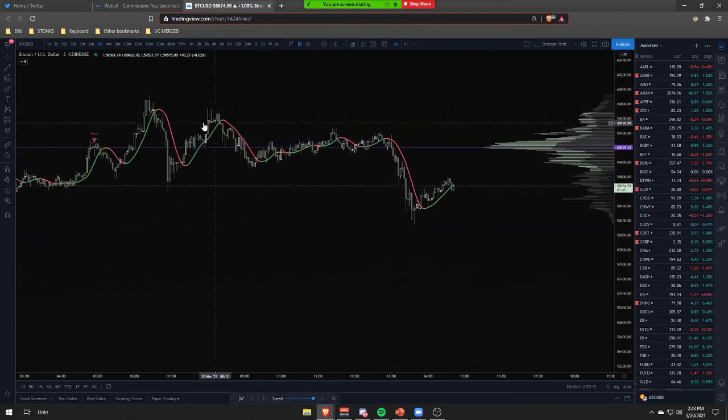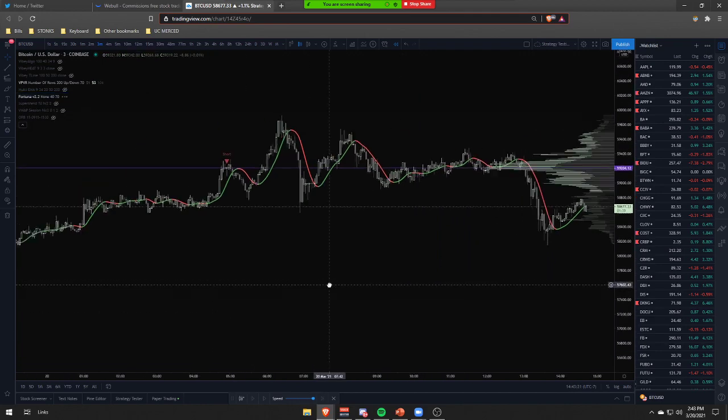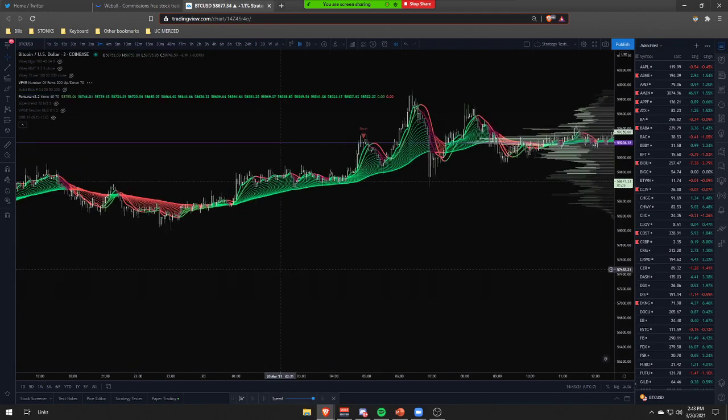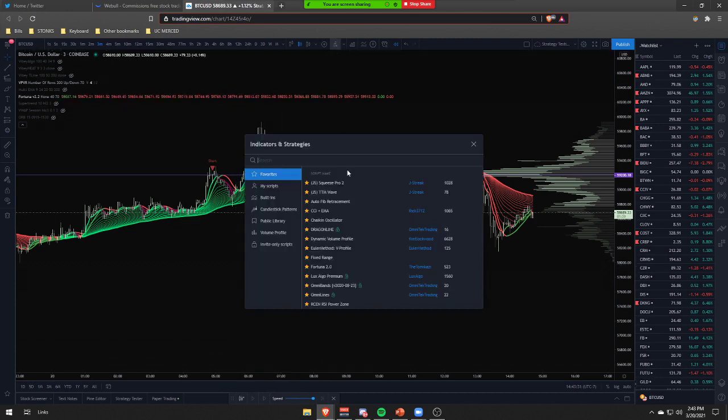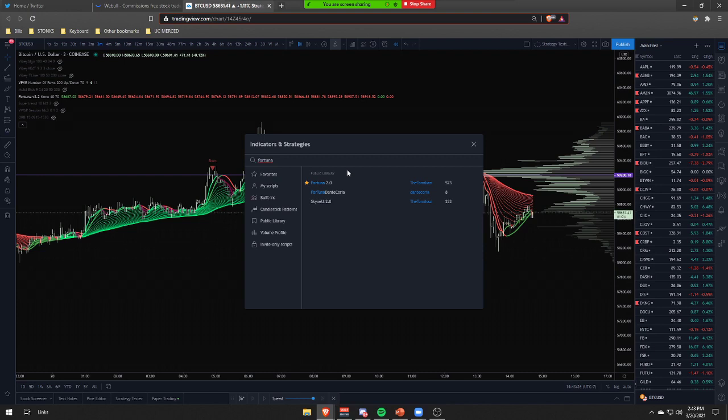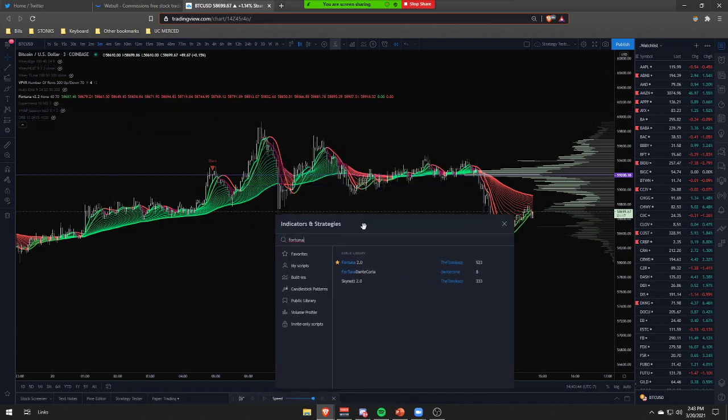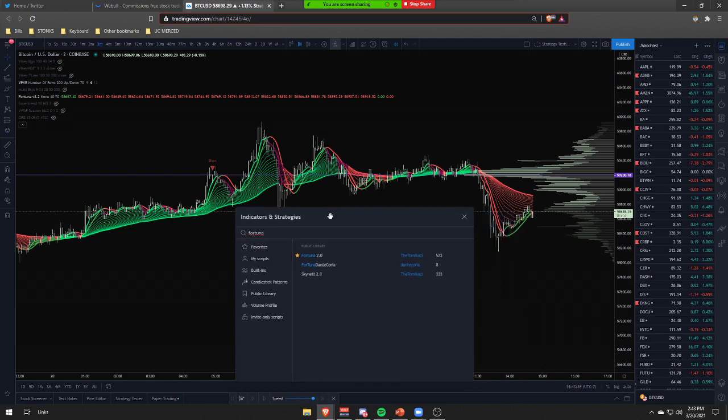There are so many algorithms out there. Look at this, it does literally a whole bunch of things. It shows you the trend, a visual representation. It's called Fortuna 2.0. I don't use this, but I'm just showing you what's out there. There are algorithms out there that literally take your emotion out of trading, pretty much.